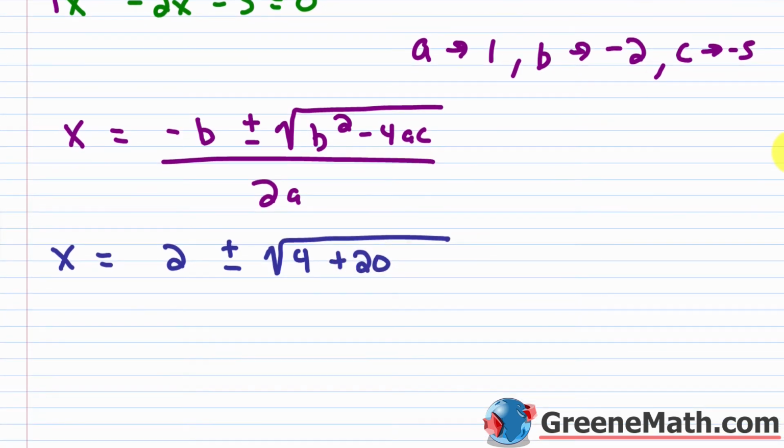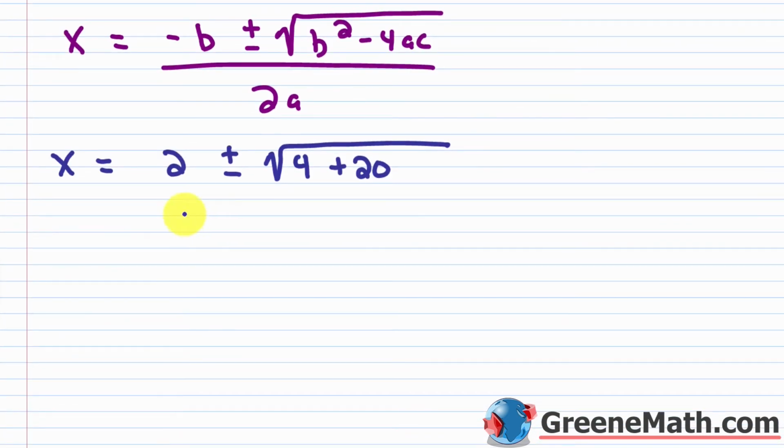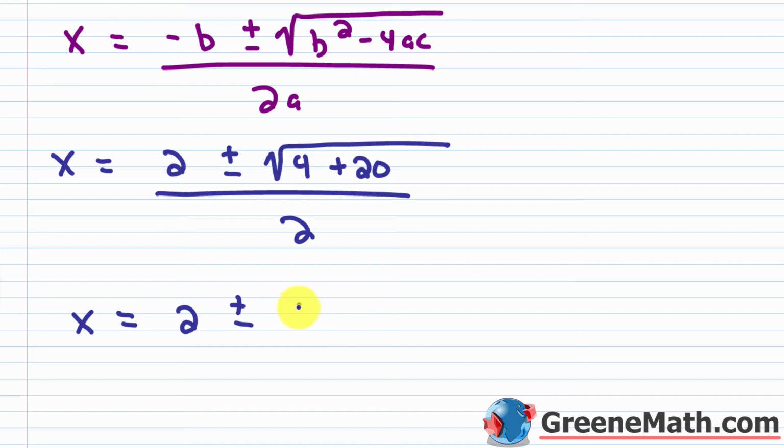Let's get some room going. Then I have it over 2a. A is 1, so this is just all over 2. So x is equal to 2 plus or minus, 4 plus 20 is 24. So the square root of 24, which we know we could simplify into what? Square root of 24 is the square root of 4, which is 2, times square root of 6. So this is 2 times square root of 6, and then over 2.